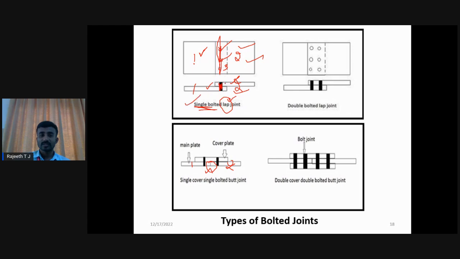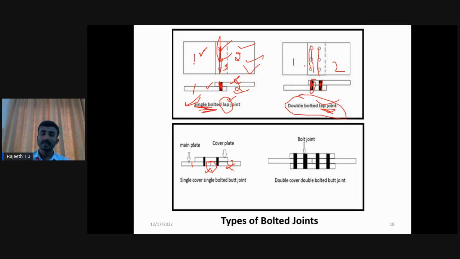Since only a single row of bolts is connected, this connection we call a single bolted lap joint. In this problem, I used 2 rows of bolts. Therefore, this joint we call a double bolted lap joint. Lap joint means we keep one plate above the other, the bottom and the top plate. If you connect using 2 rows of bolts, then we call it a double bolted lap joint.